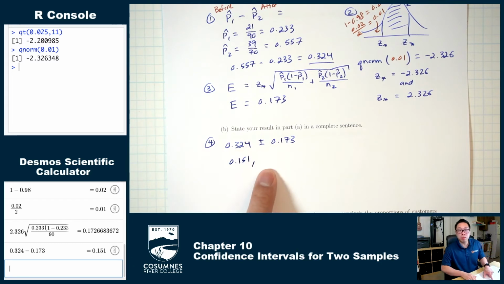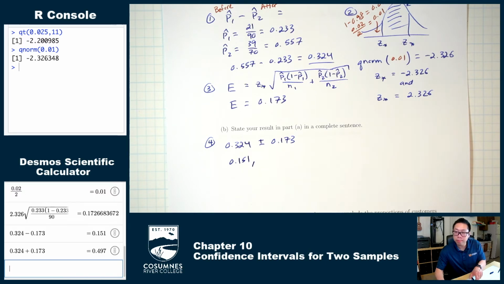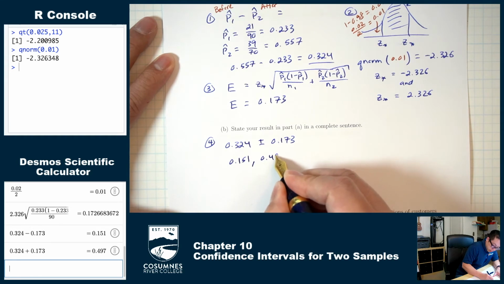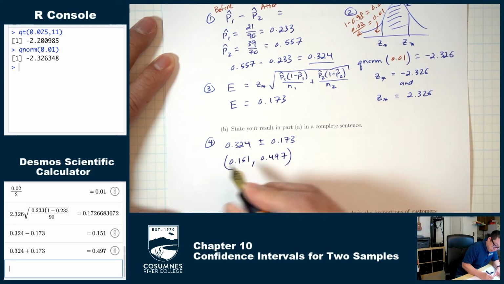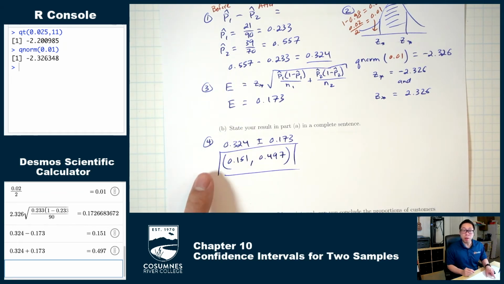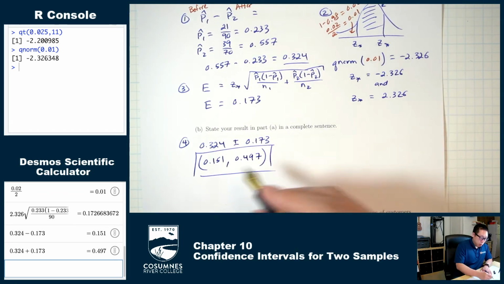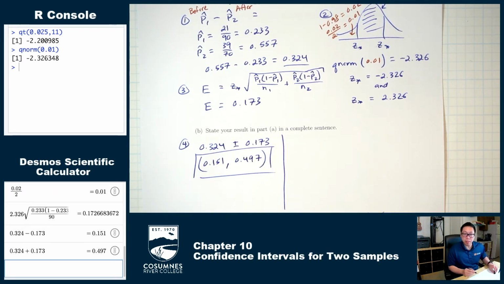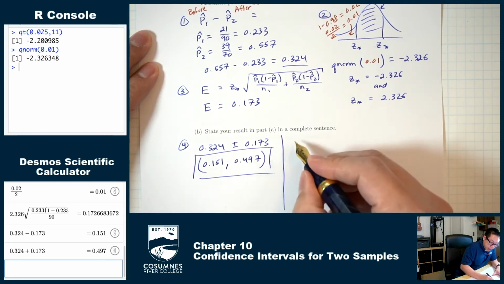My high number, plus: 0.324 plus 0.173, 0.497. And that's my confidence interval. Part B, state your result in part A in a complete sentence. So same sentence as we always write.